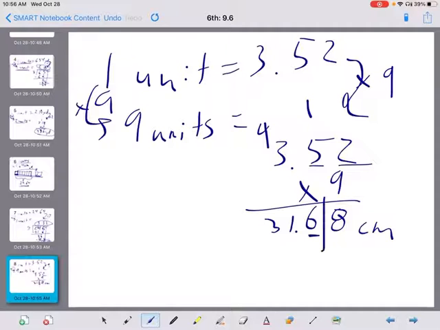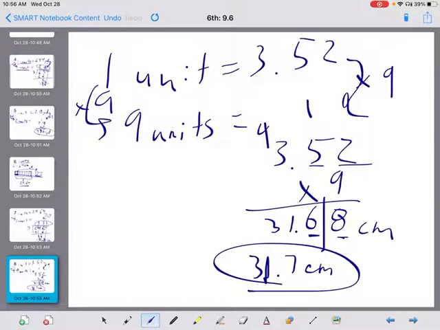So we have to cross out here and then look, do I round up to 7 or do I round down and keep it at 6? Well, it's 8, which means I'm rounding up. 31 and 7/10 of a centimeter. That's my final answer for this part, which you can also see in your book on page 77.